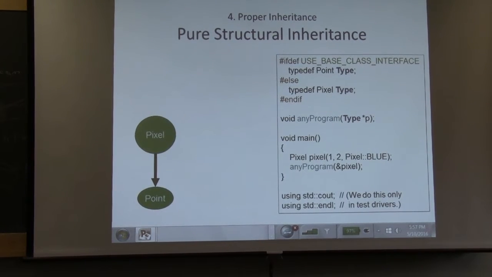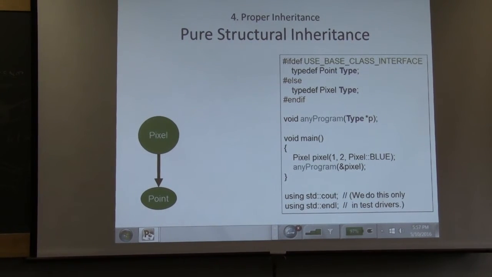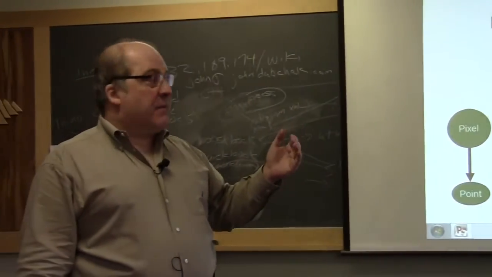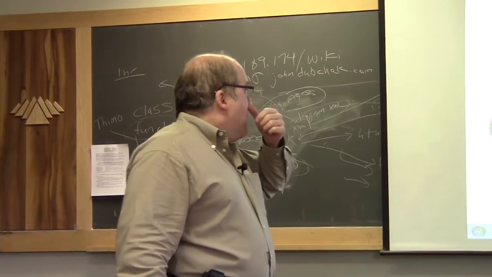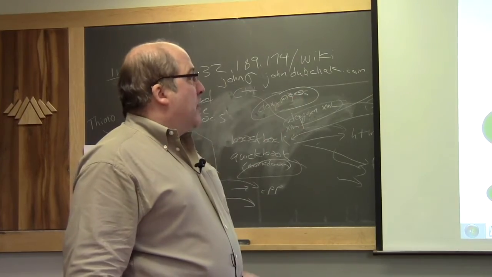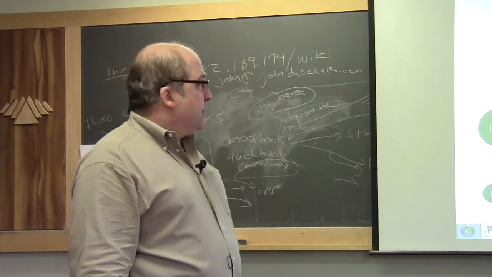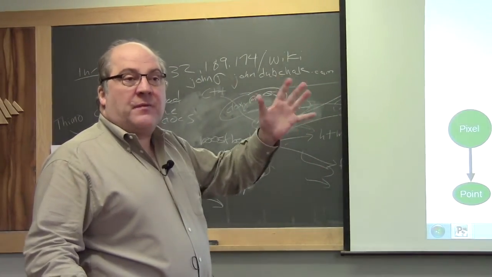Not joking about that. So let's say we have this program that we're trying to write, and we want to call any program. We're going to create any program, right? We're going to pass in a pixel. But depending on whether we've set the program up to access the information via the base class interface or the derived class interface, we'll be calling it from the pixel pointer or the point pointer. You get the idea? That's the only difference.